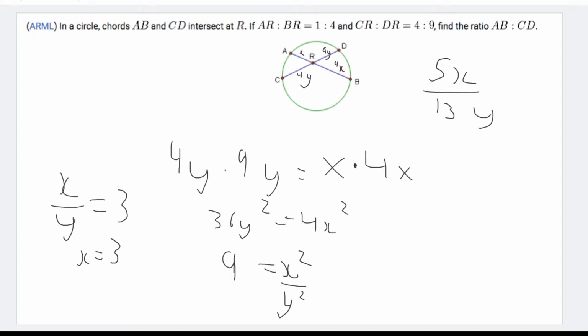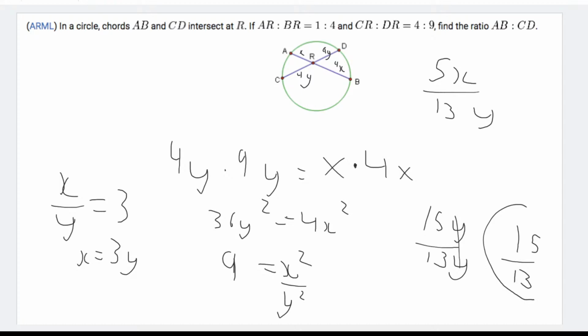And now you substitute this here to get 5 times 3y, which is 15y over 13y. And these y's cancel out, and you get 15 over 13. This shows that power of a point is actually important, and it can help you find some lengths of chords, secants, and tangents.